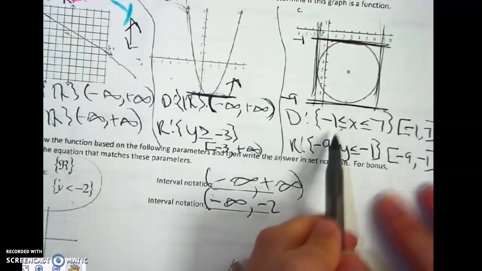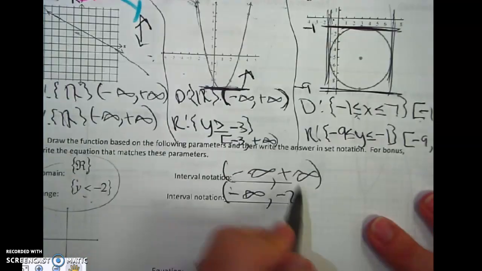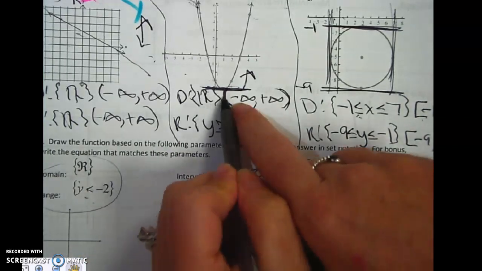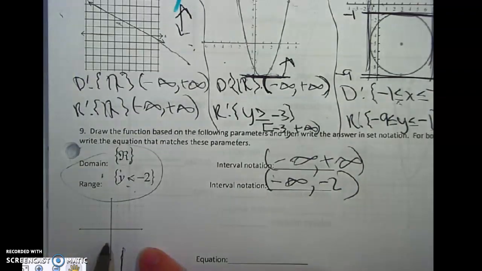But see how here this had a line on the bottom, so it was a bracket? This does not have a line on the bottom. It's a parenthesis. This one reminds me a lot of this one. So instead of it going up, it's everything down. It looks like it starts at -2 and goes down.